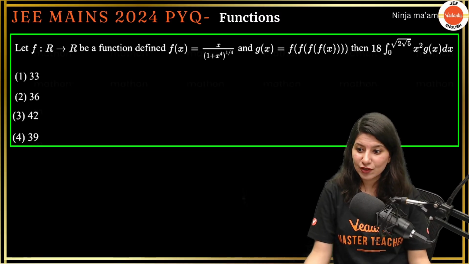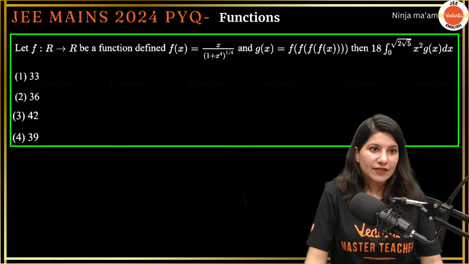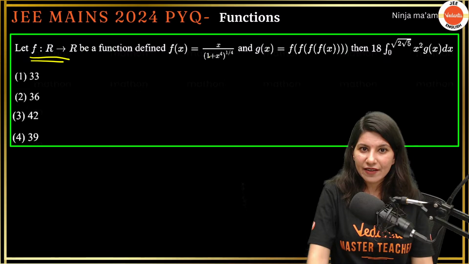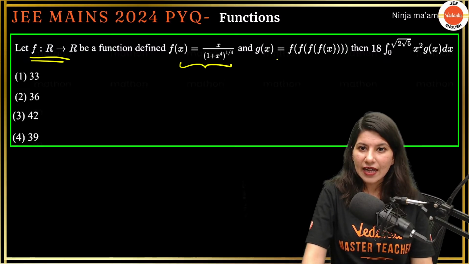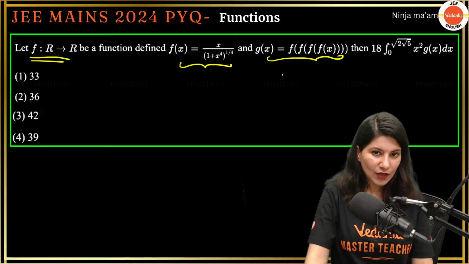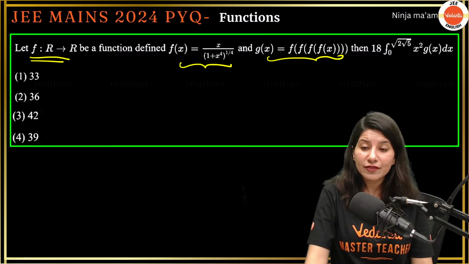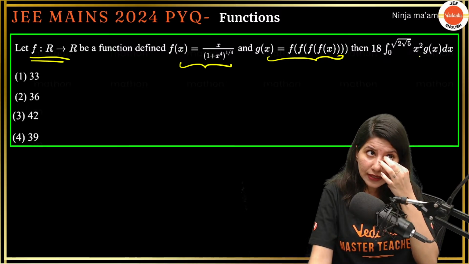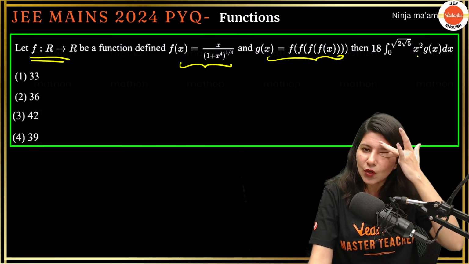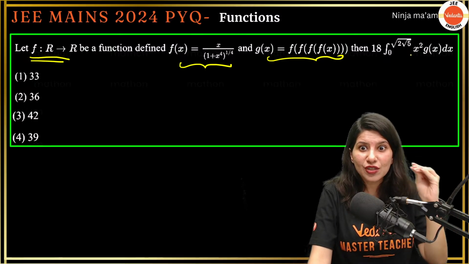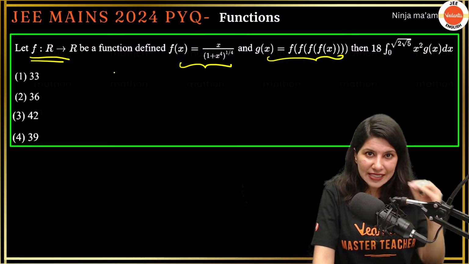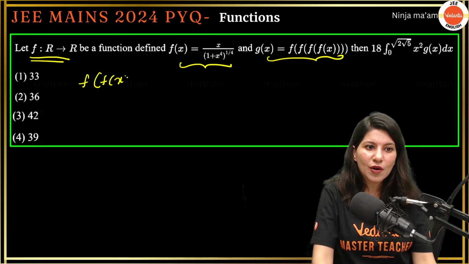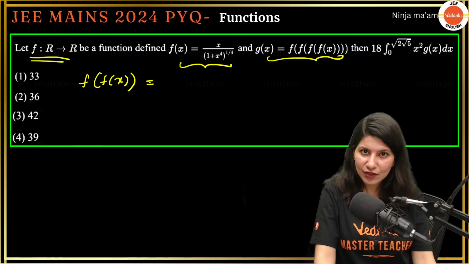Now this is a different problem, which says that let f be a function f(x). So this is your function and this is your g(x). g(x) is f of f(x), and now you have to calculate g(x) in order to calculate this definite integral. So we have to calculate g of x. To calculate g of x step by step, f of x is something which we will calculate.